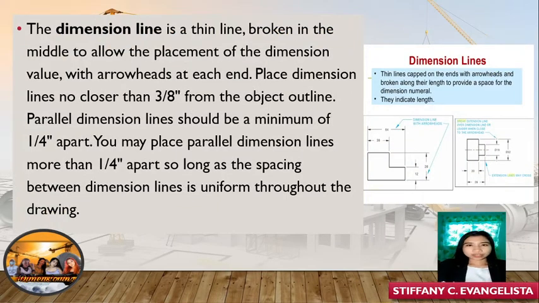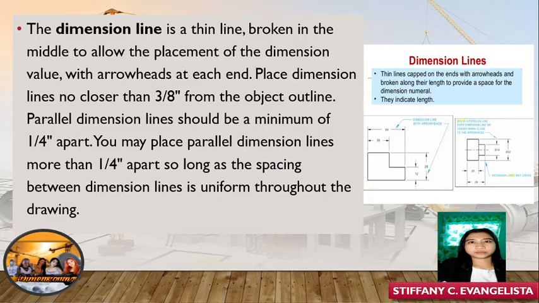A dimension line is a thin line broken in the middle to allow the placement of the dimension value with arrowheads at each end. Parallel dimension lines should be a minimum of 1/4 inch apart. Dimension lines are generally broken in the center of the line to provide a space for the dimension figure.